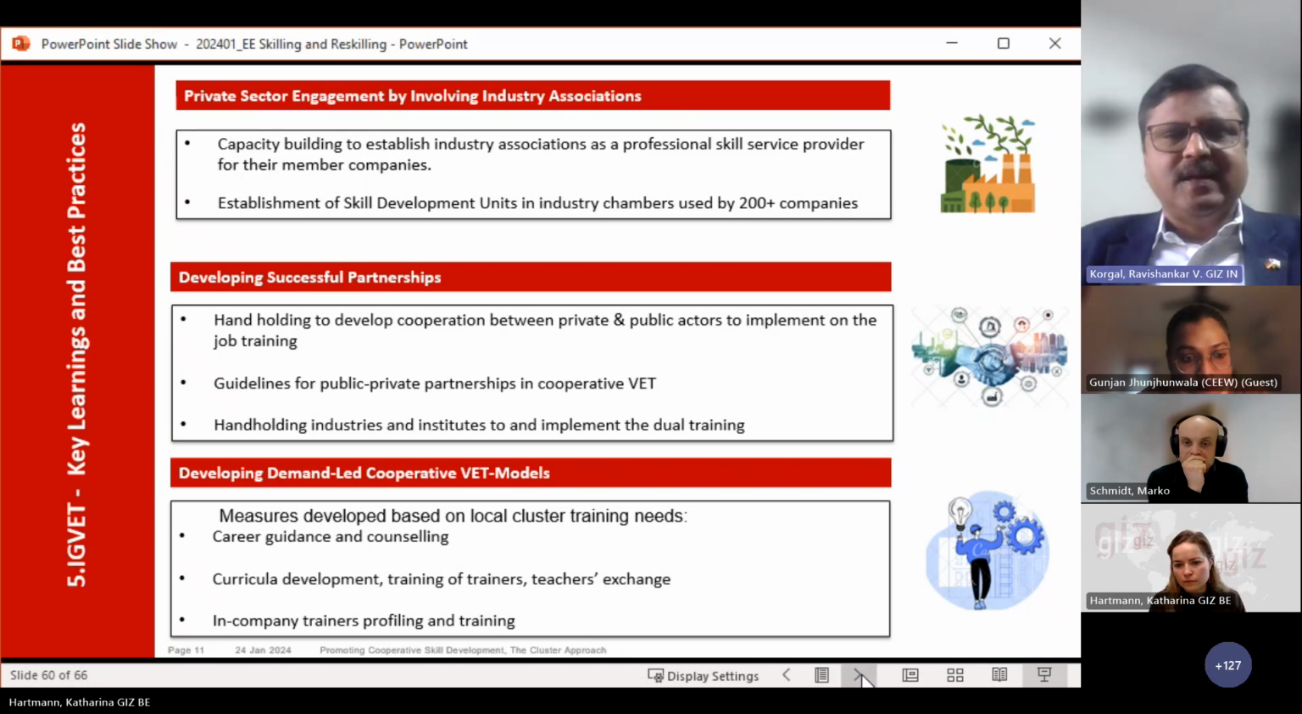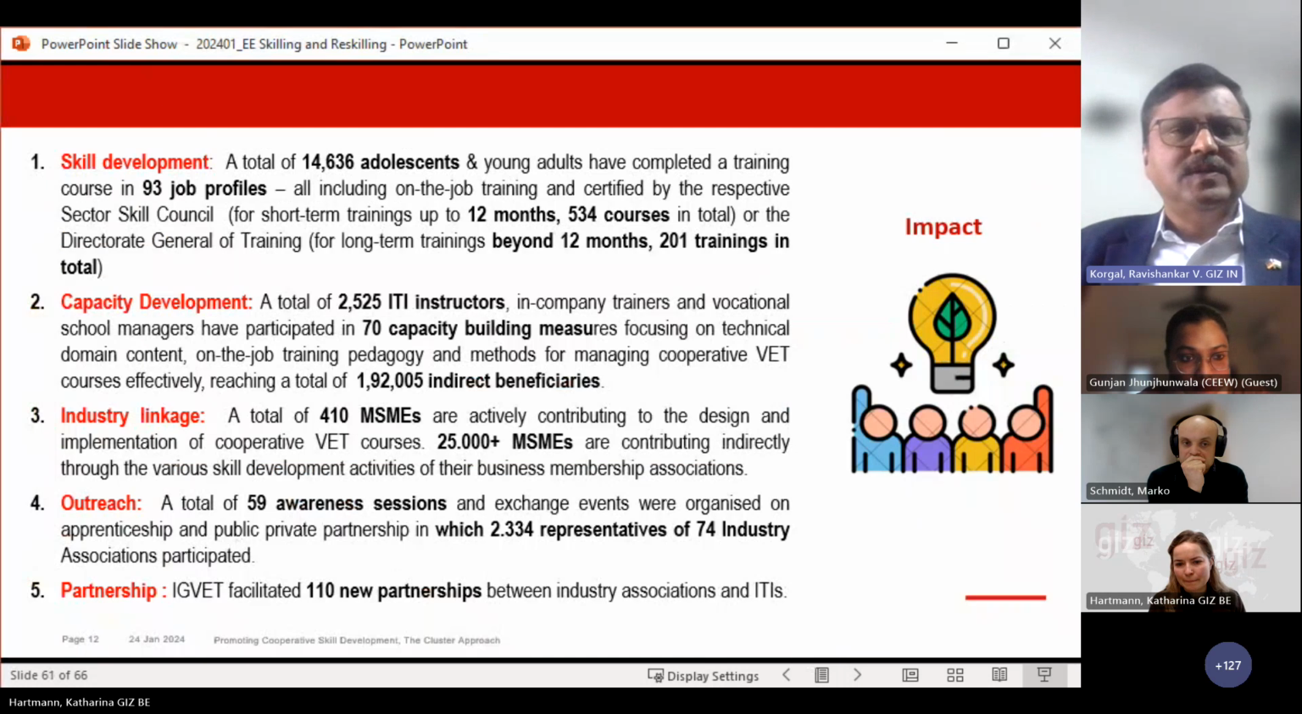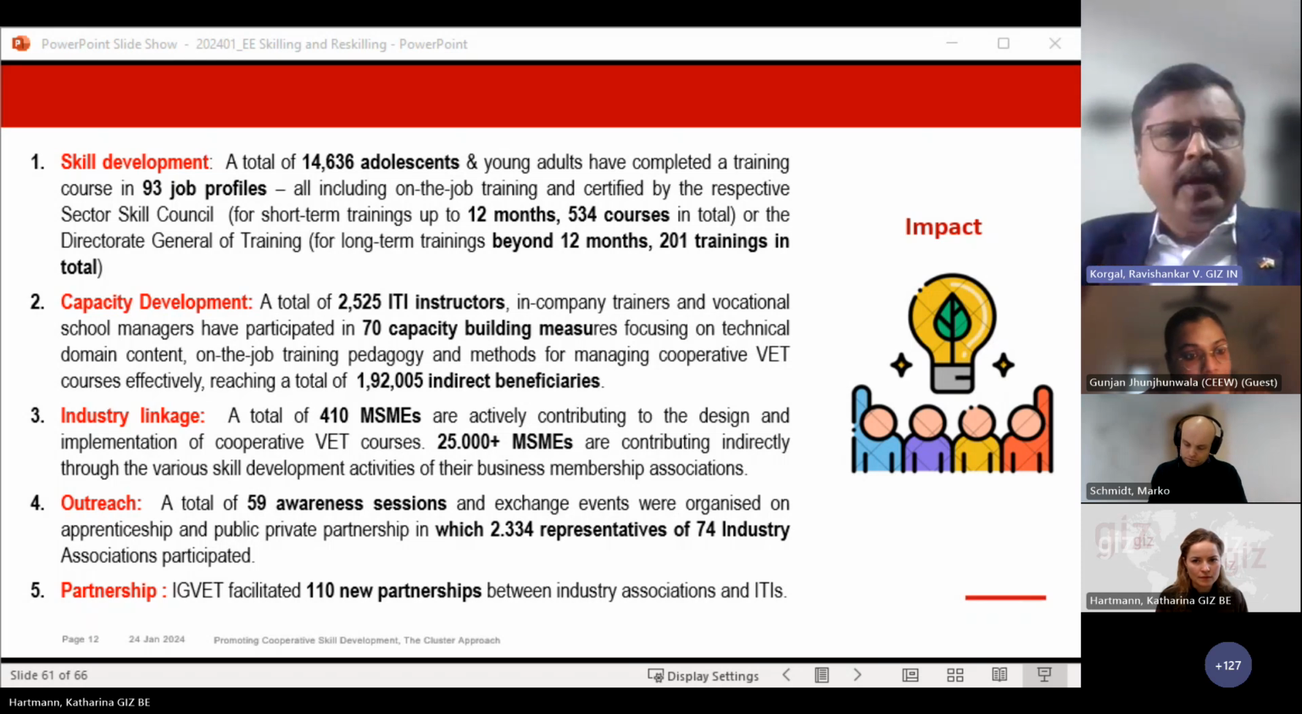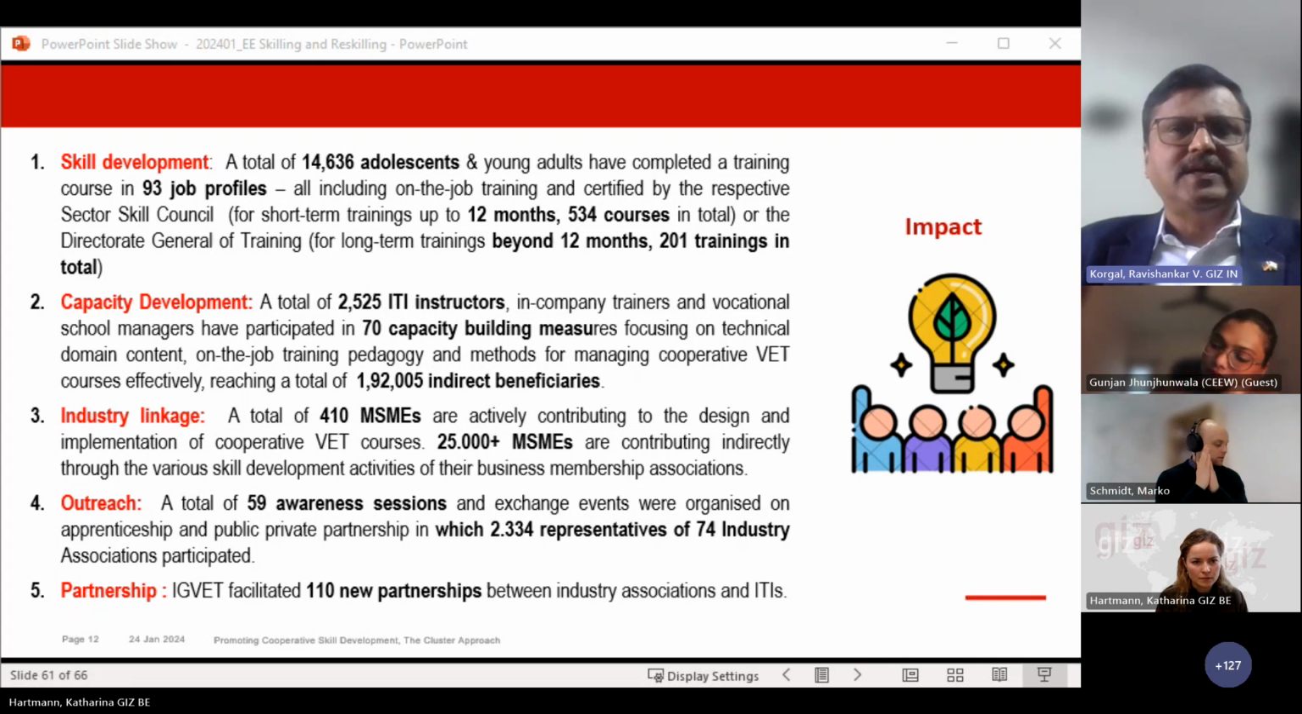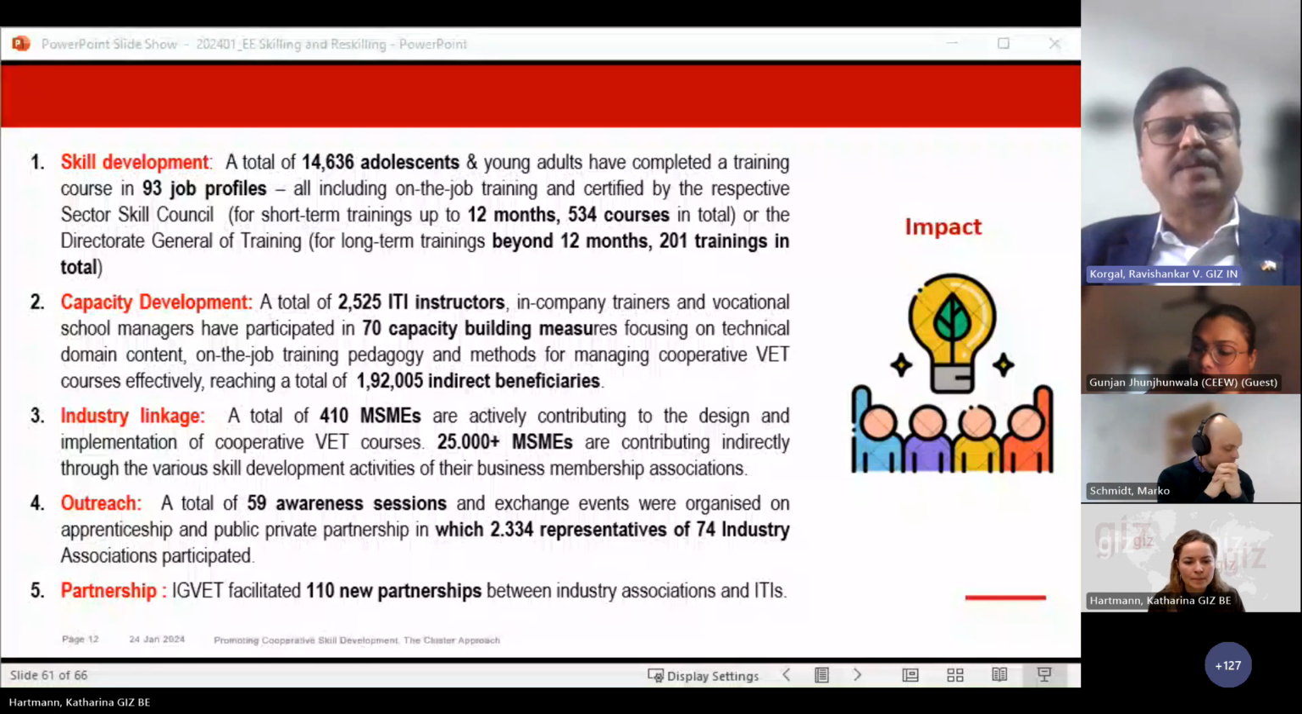Can go to next slide, the last slide, I think. So these are some of the impacts. In the last 6-7 years, we have trained around 14,000 plus skilled resources, and around 2,500 instructors we have trained, involving around 400 plus MSMEs directly, and totally around 110 new partnerships and collaborations were developed in conducting all these training programs.